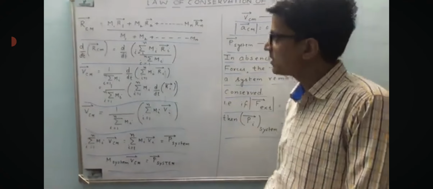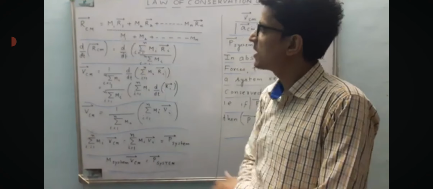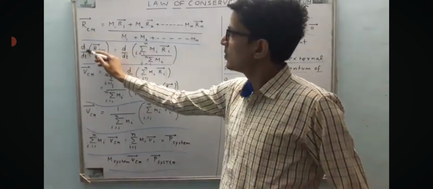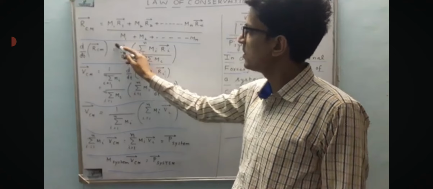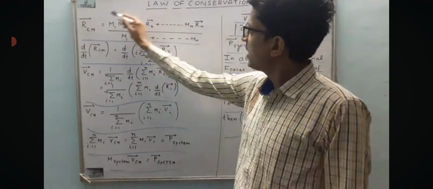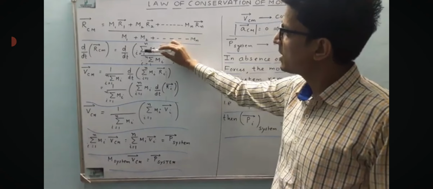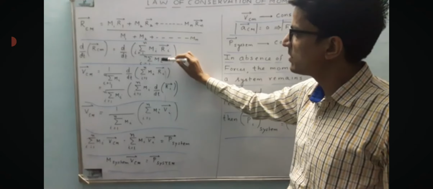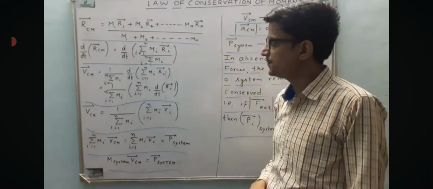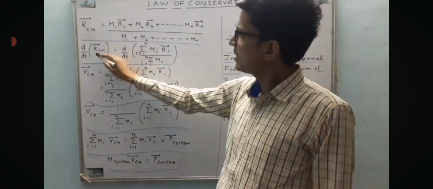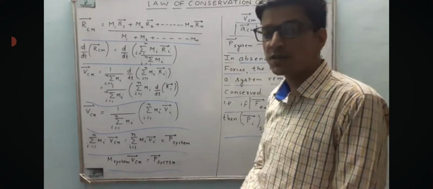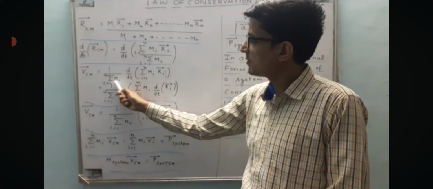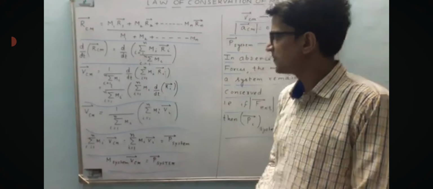Now I differentiate the left hand side and right hand side with respect to time. So I get d upon dt of RCM is equal to d upon dt. I write this expression in mathematical way as sigma mi ri, i is equal to 1 to n divided by sigma m. Now we know that differentiation of position vector gives us velocity. So we have velocity is equal to 1 upon sigma mi, i is equal to 1 to n, and d by dt of this thing.